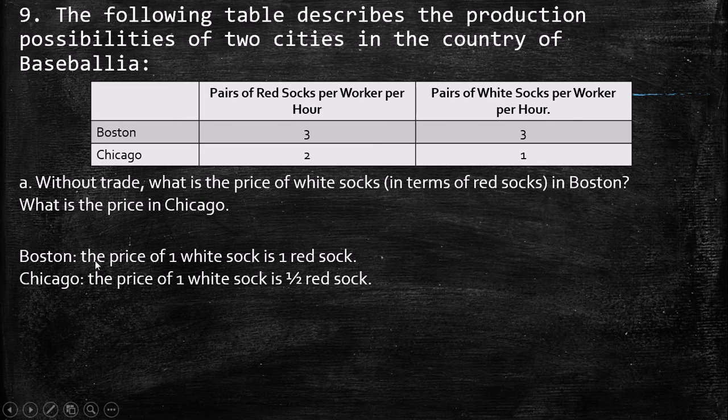So in Boston, the price of 1 white sock is 1 red sock, because they produce the same quantity per hour. In Chicago, the price of 1 white sock is half of a red sock, because of red socks they produce 2 in 1 hour. So in the meantime that I just produced 1, I'm just having 1/2 of a red sock.